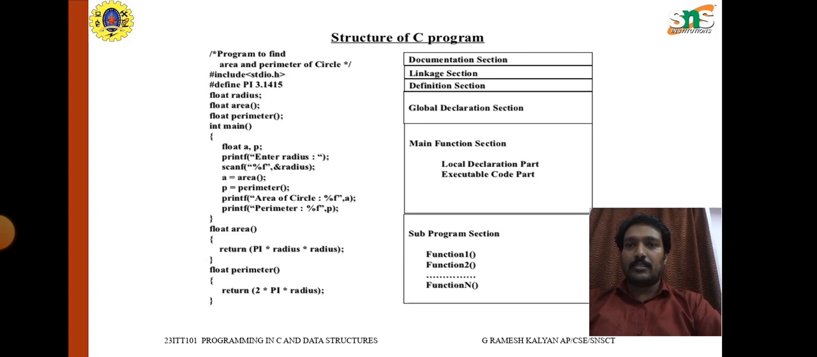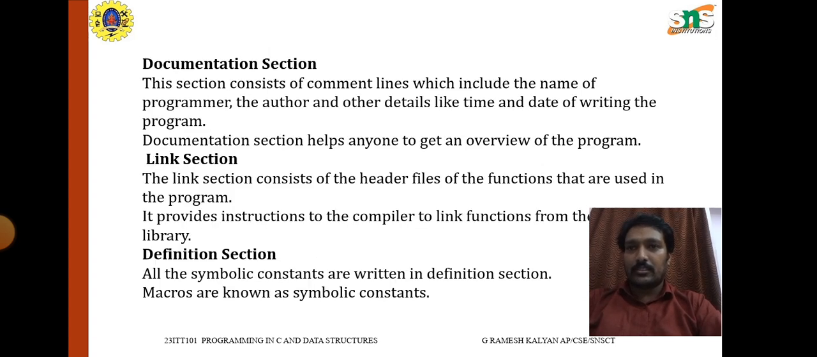This main function section has two parts in it. The first one is the local declaration part, and the second one is the executable code part. Next we have the subprogram section. In this we define our own sections, and by this we can define any number of functions, that is, we can define n number of functions in the subprogram section. So this is an example. After seeing the explanation, we'll come back to the example.